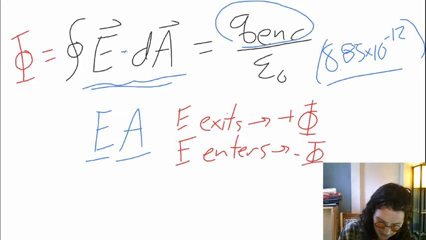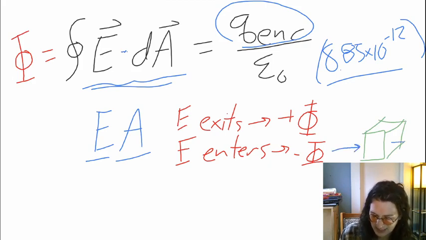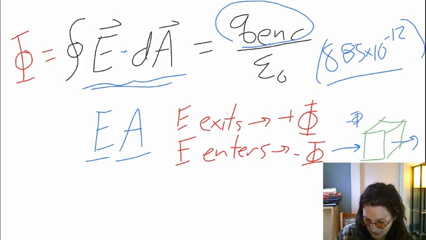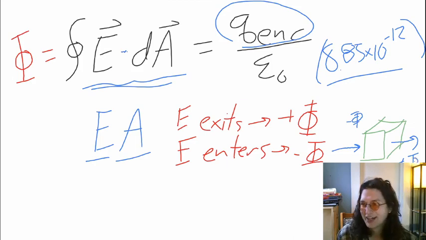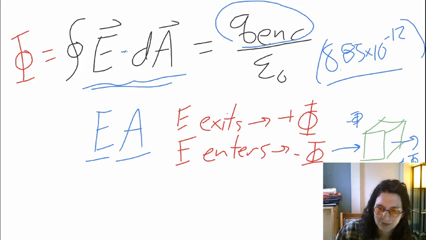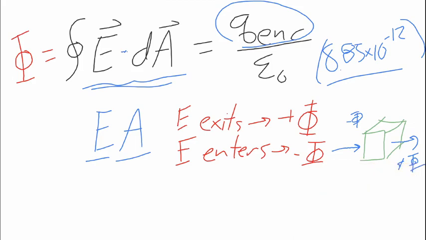This one's pretty simple. If you have, for instance, a cube, which we're going to have in just a second, and you have an electric field that, say, is going in the left side and out the right side. On the left side where the electric field enters, you'd have a negative flux. And on the right side where it exits, you'd have a positive flux. That's going to be one possible formulation for the sign convention.